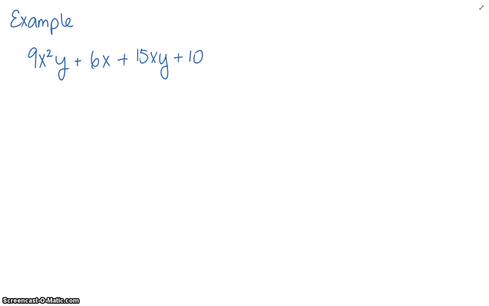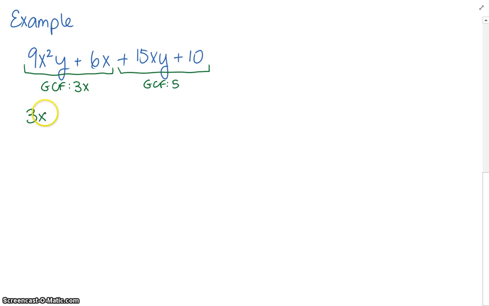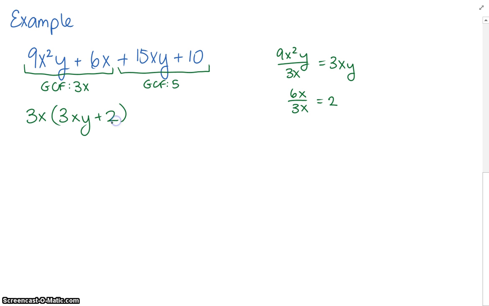Here's another example. We have 4 terms, so we're going to create two groups. I'm going to create these two and these two. If I look at the first two and find my greatest common factor, it is going to be 3x. My greatest common factor for the second two terms is going to be 5. So you're going to have 3x times something in the bracket. If I divide my 9x squared y by 3x, you're going to get 3xy. If I take 6x and divide it by 3x, I'm going to get 2. So I get 3xy plus 2.